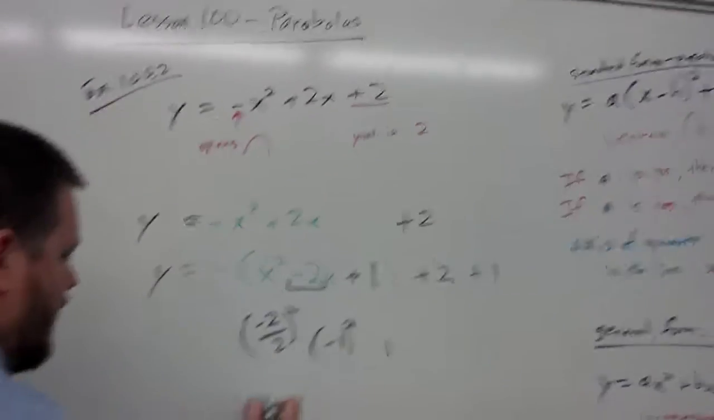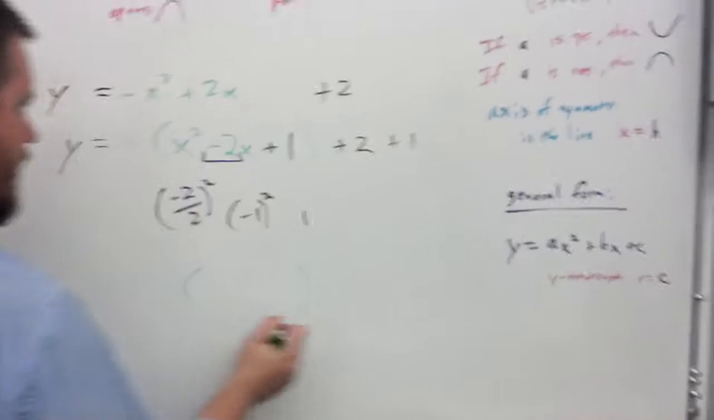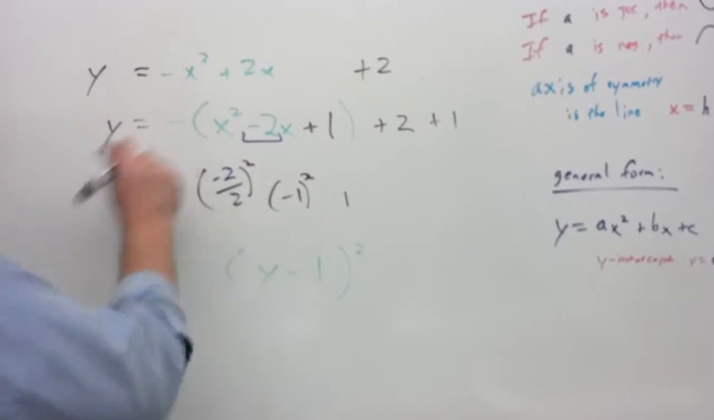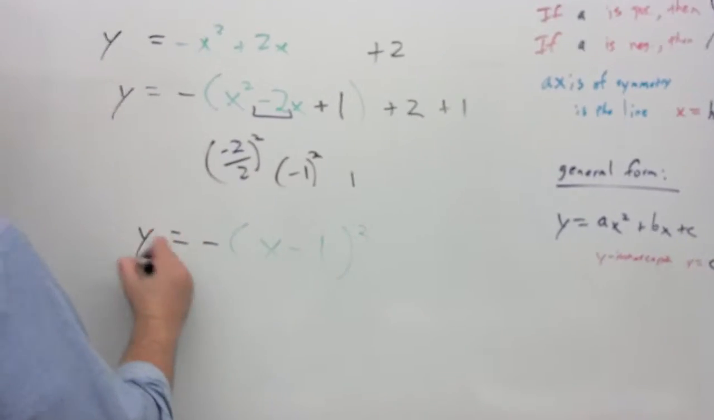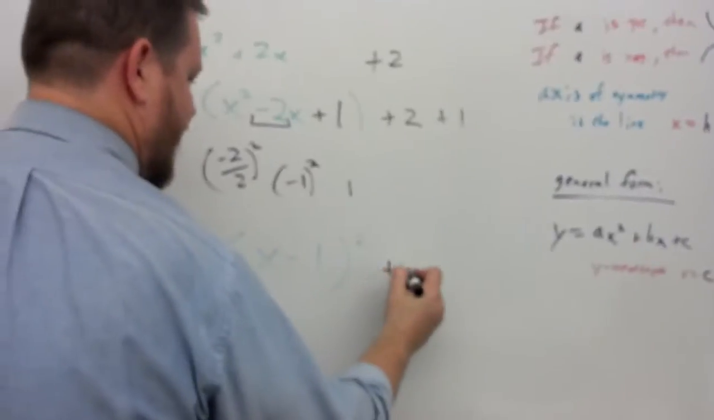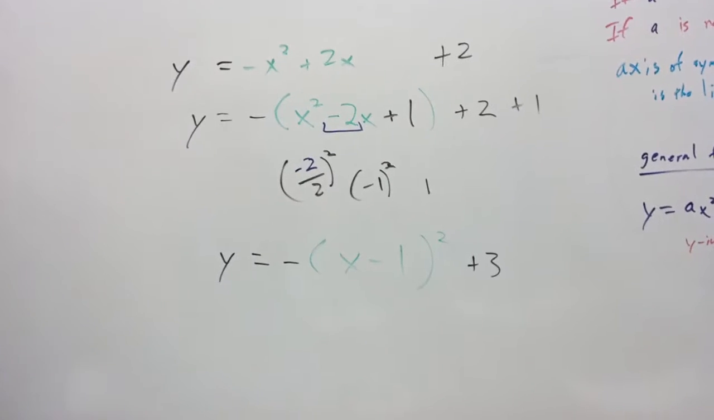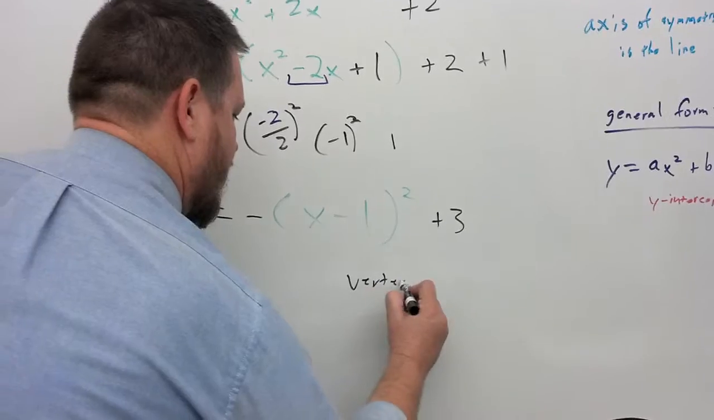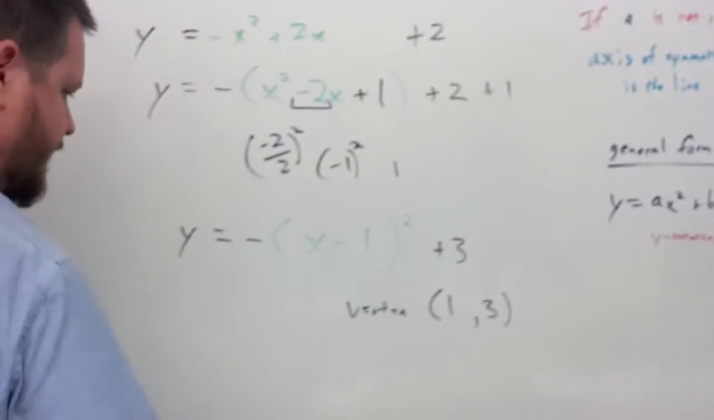Okay, so we've completed the square. What do we have in parentheses? x minus 1. And we still have this negative out in front. We have y equals plus 2 plus 1, which is now plus 3. And now we have it in standard form, where we can find the vertex. What's the vertex? 1 and 3. Good job, you're catching on.